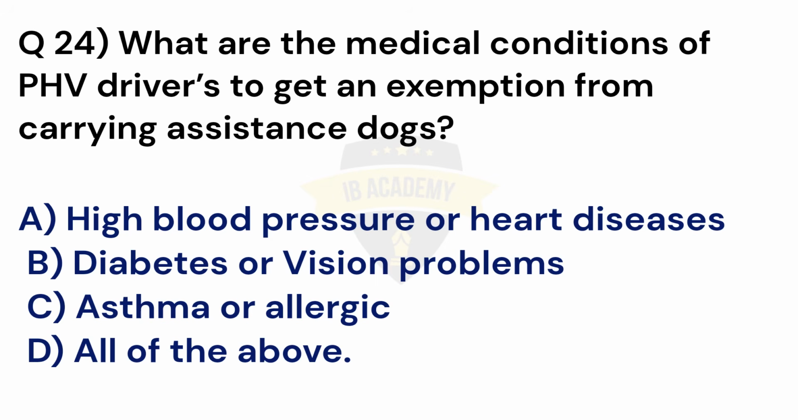Question 24. What are the medical conditions of PHV drivers to get an exemption from carrying assistance dogs? Option A. High blood pressure or heart diseases. Option B. Diabetes or vision problems. Option C. Asthma or allergic. Option D. All of the above. The correct answer is option C. If a driver has a medical condition, such as asthma which gets worse when near dogs, or if the driver is allergic or has a fear of dogs, a phobia, it may be possible for them to get an exemption.